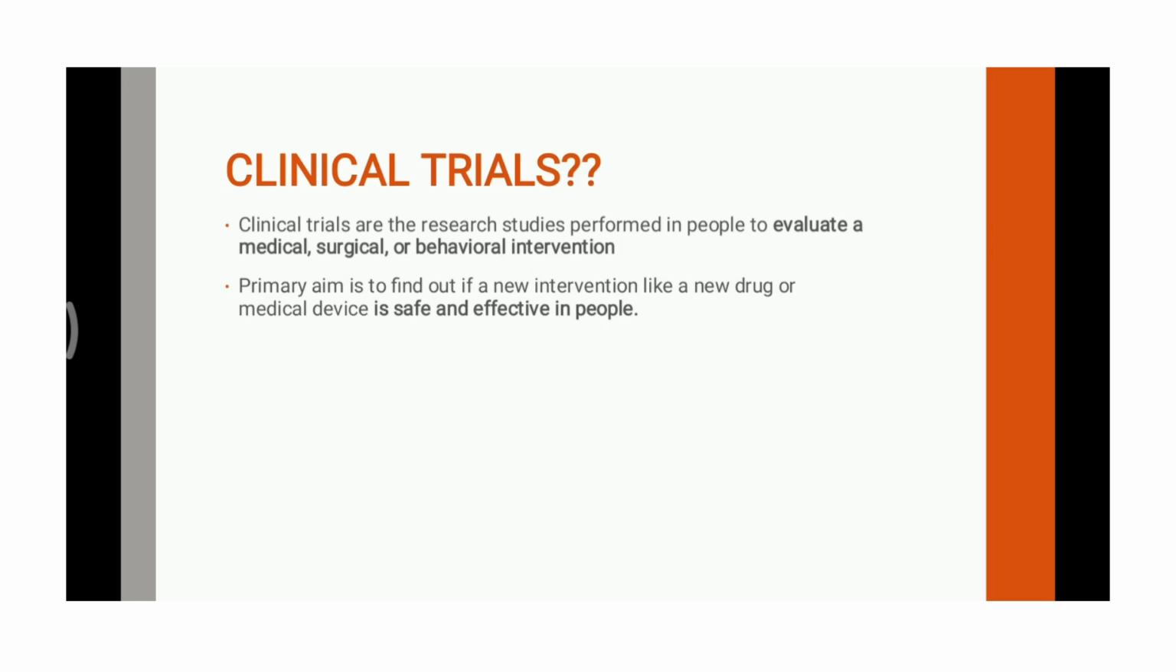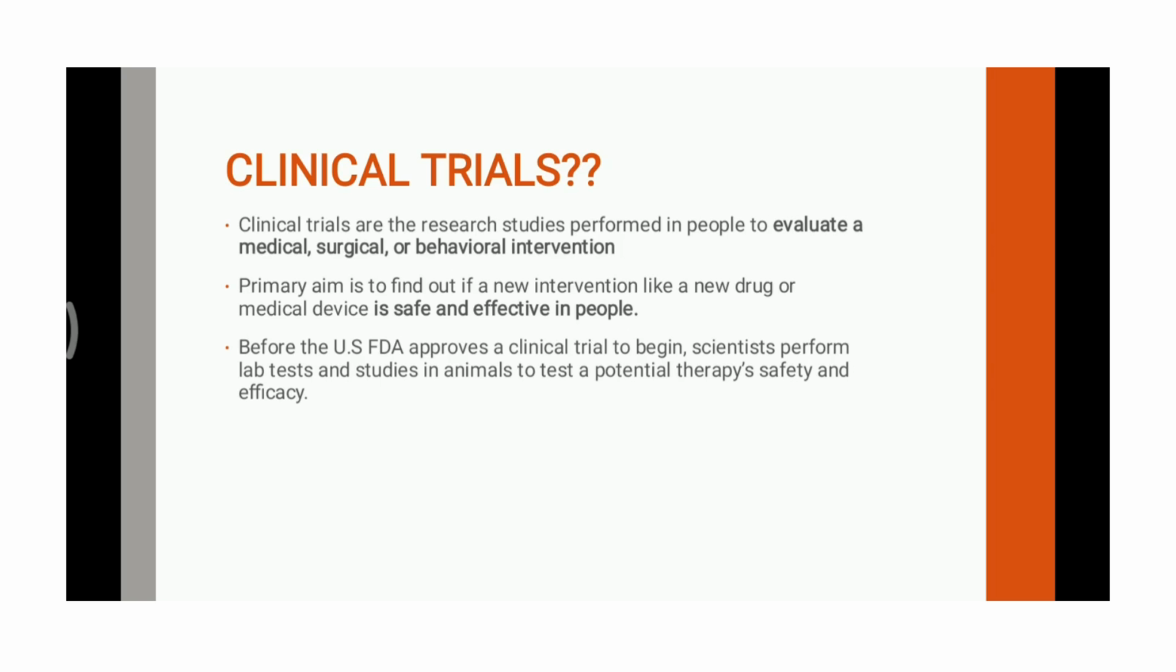So, what is the primary aim of a clinical trial? The primary aim of a clinical trial is to find out if a new intervention, like a new drug or a medical device, is safe and effective in people. So, the primary aim is to find out whether the drug or the medical device which we are administering to the subject is safe and effective or not.